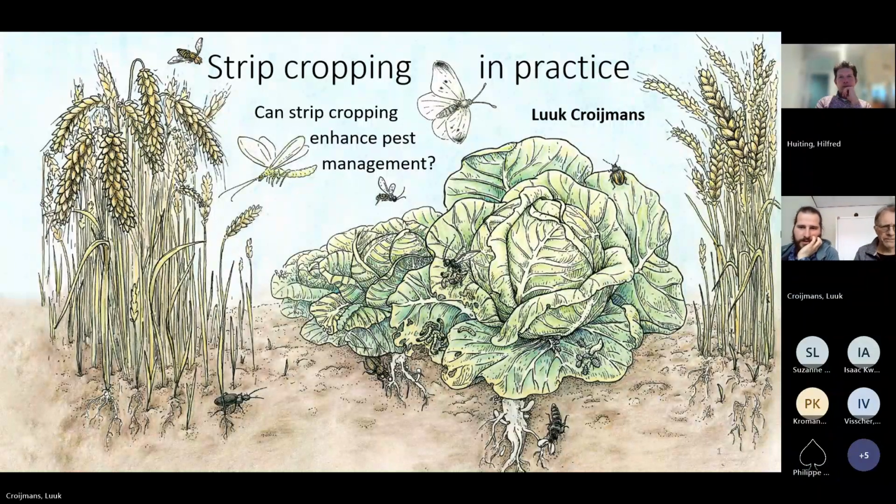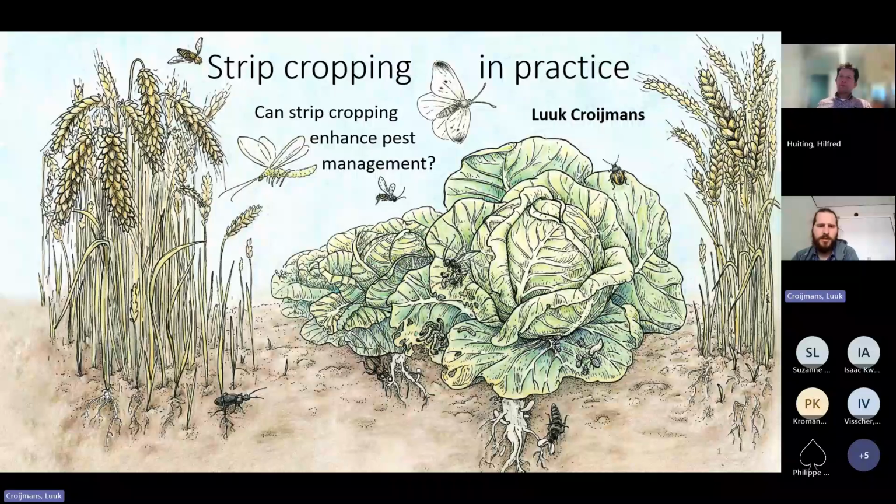Then I will continue a bit with the cabbages where Hilfred left off, with a bit of a disclaimer that I also don't really have an answer to the question he had for me. I know it's for the cabbage root fly. I would have a theory why the clover would help with thrips, but I'm also a bit lost, so I'm quite curious how that would work. I will focus a bit on strip cropping. A lot of work on cabbage again, but also some other crops as you'll see later.